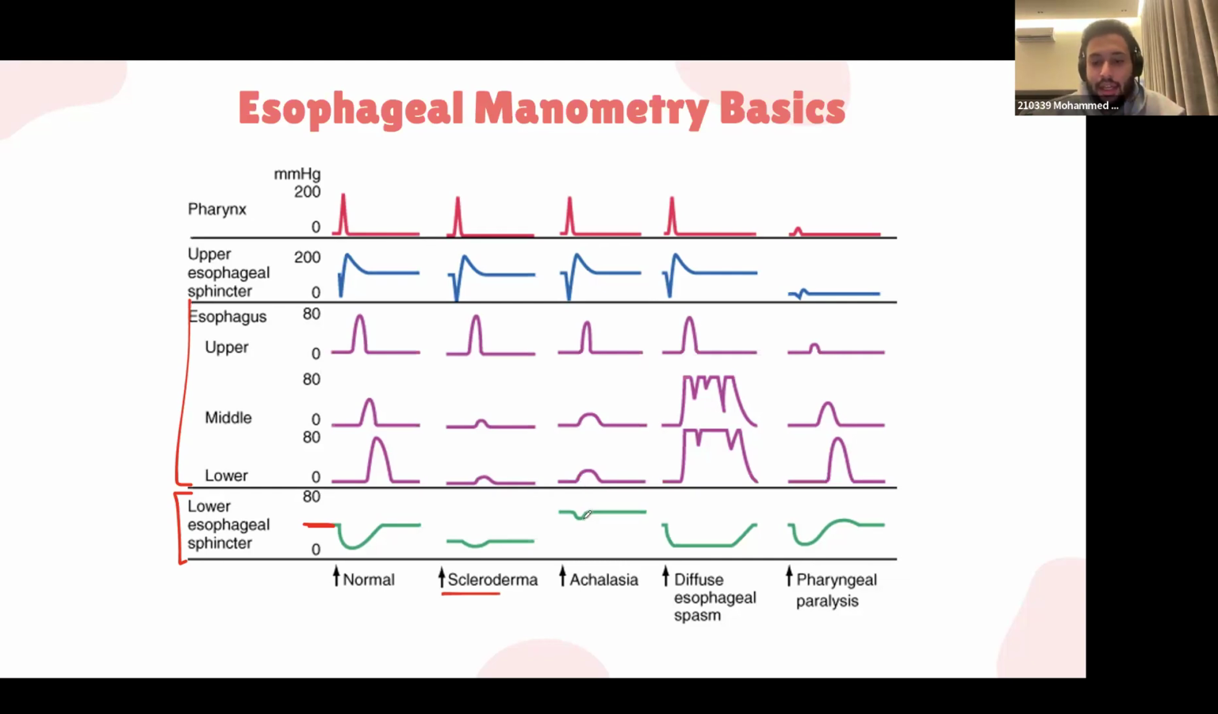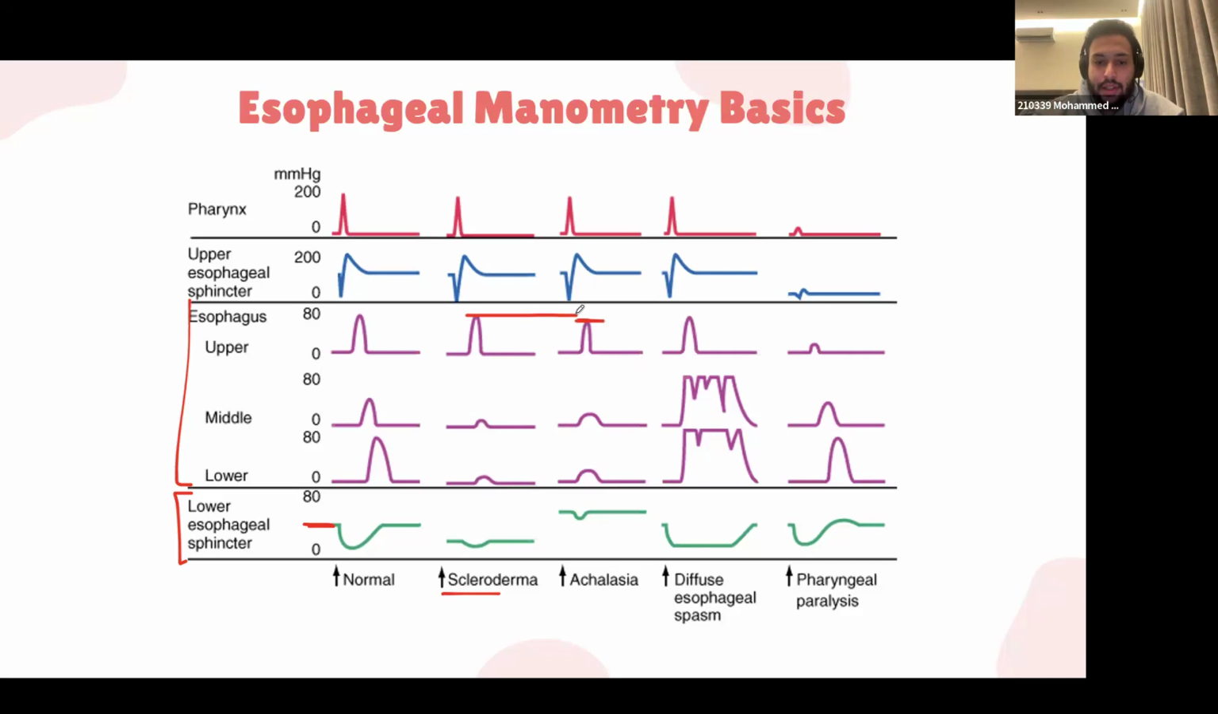Same thing here. In achalasia, you have abnormal peristalsis in the esophagus all throughout. The lower esophageal sphincter will fail to relax in achalasia. So because of this, you can see that the peristalsis is abnormal throughout the esophagus. You can see that the pressure increase is less than normal.